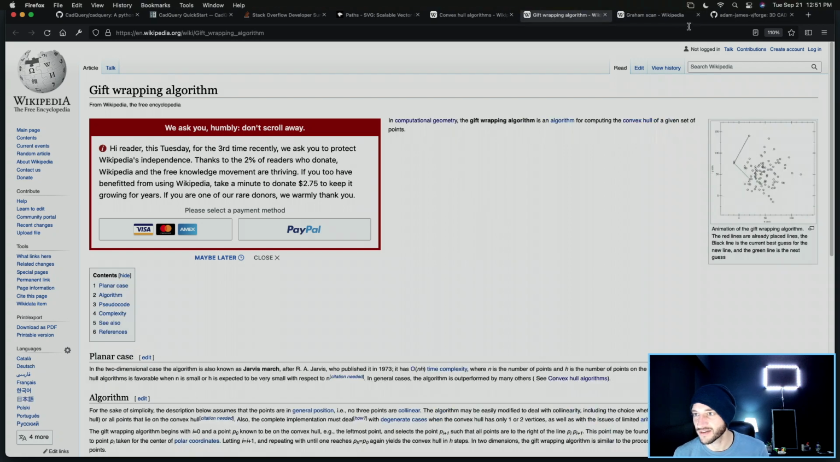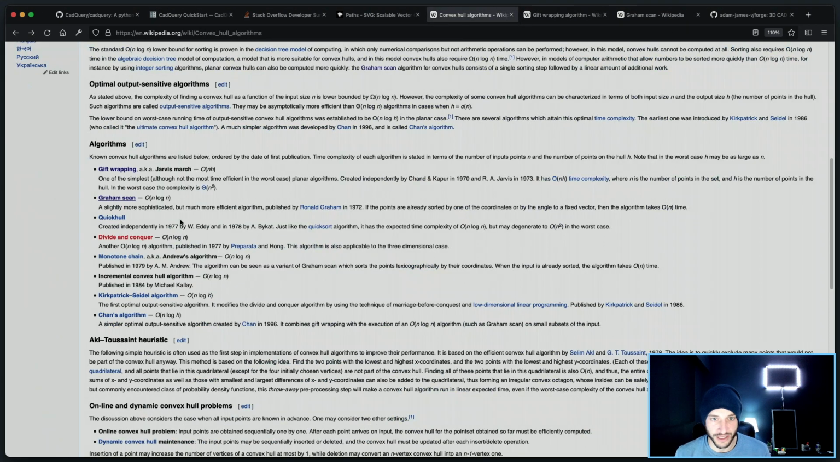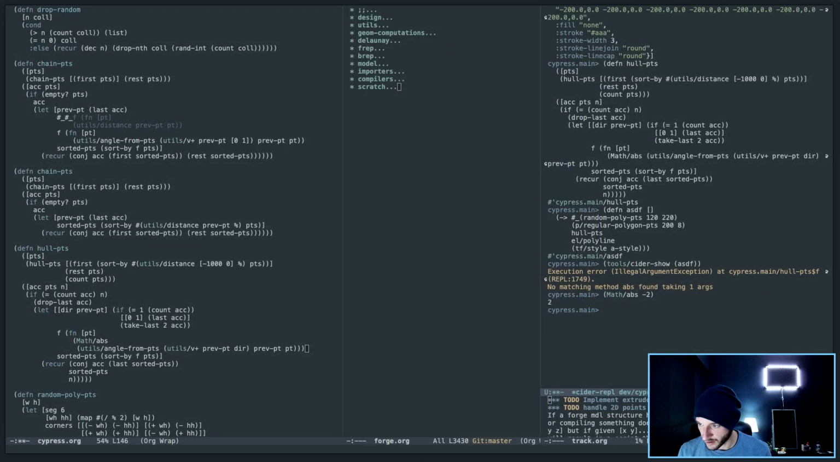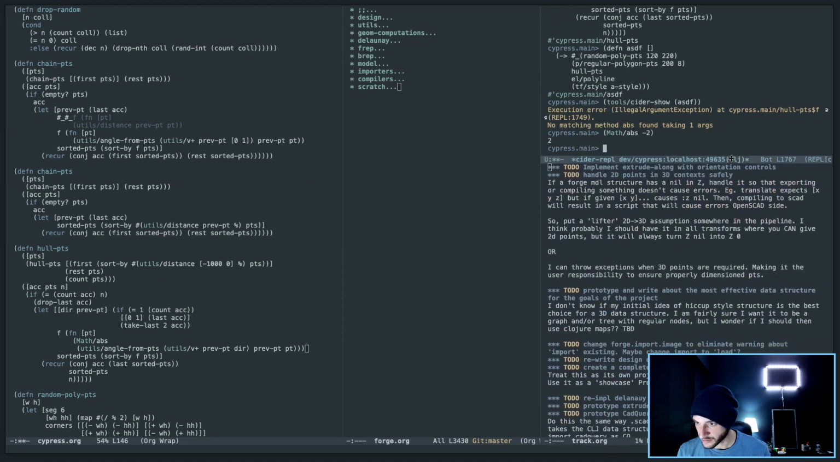But yeah, I've got the convex hull algorithms page right here, and I could understand a few of them and go from there. Actually, this would be a really cool interactive blog post, I think. That might be a fun thing to do. Let's see here.